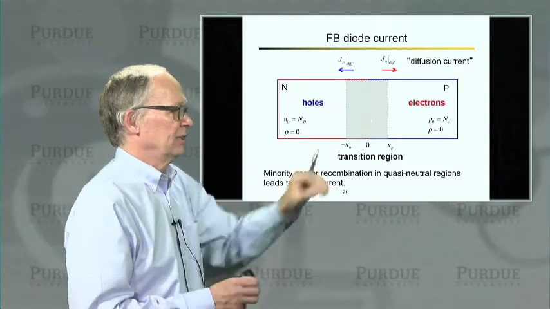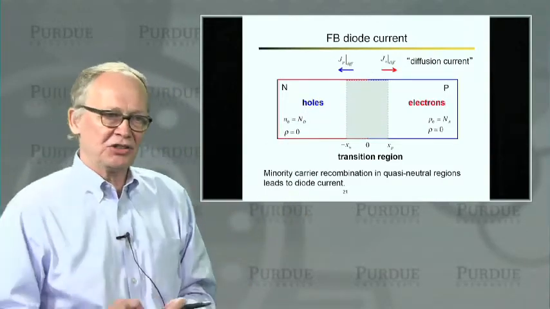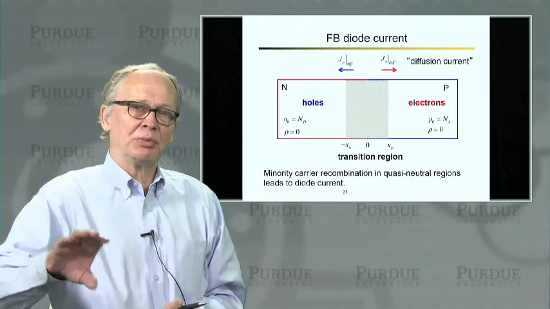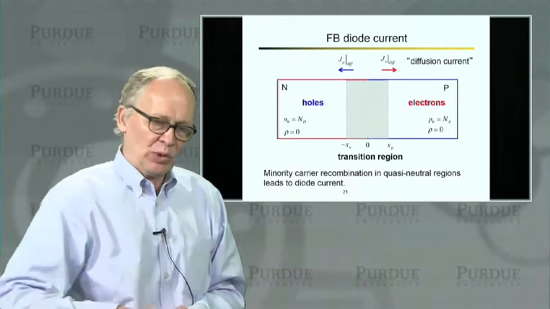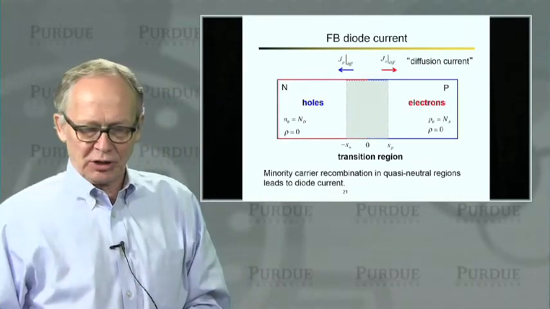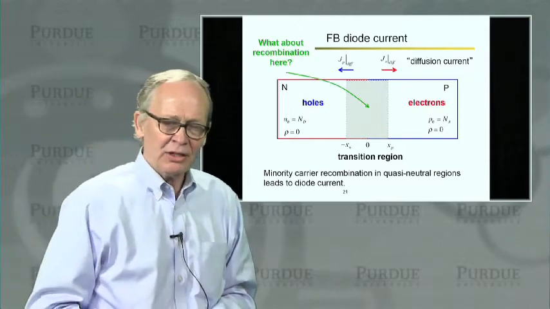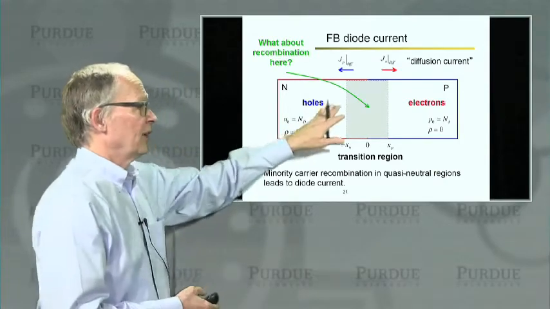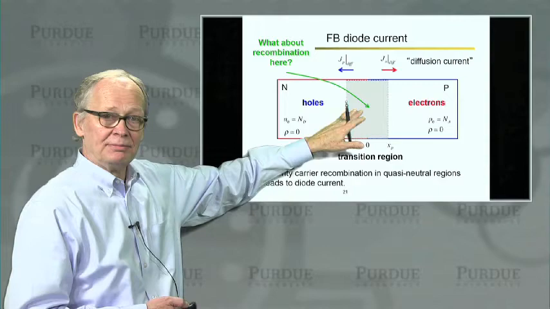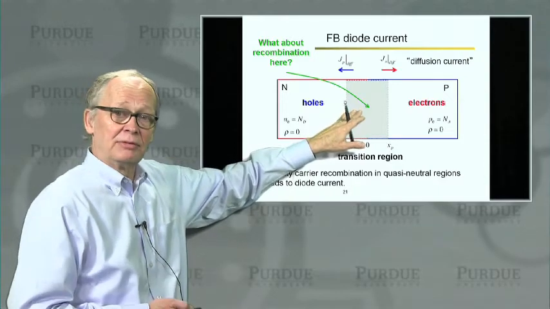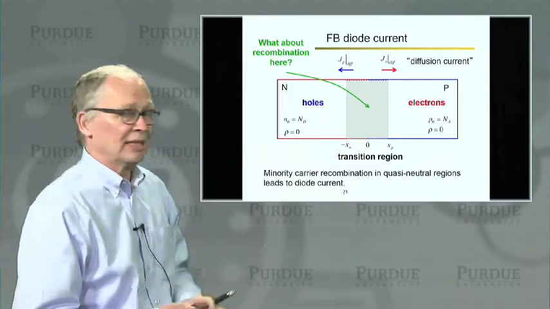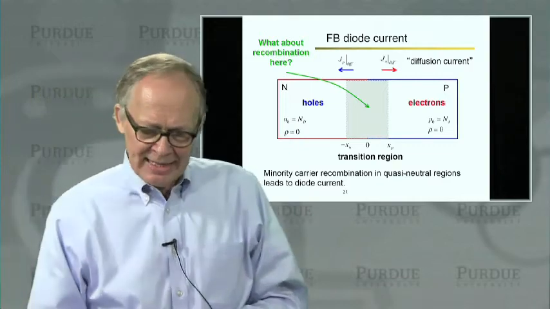So holes and electrons are injected into the N and P regions. They diffuse in, they disappear by recombination, and when they disappear by recombination, current flows. Okay, the question is, what if an electron and hole recombine here? Well, then current is going to flow also. We've ignored that process. We haven't talked about that.